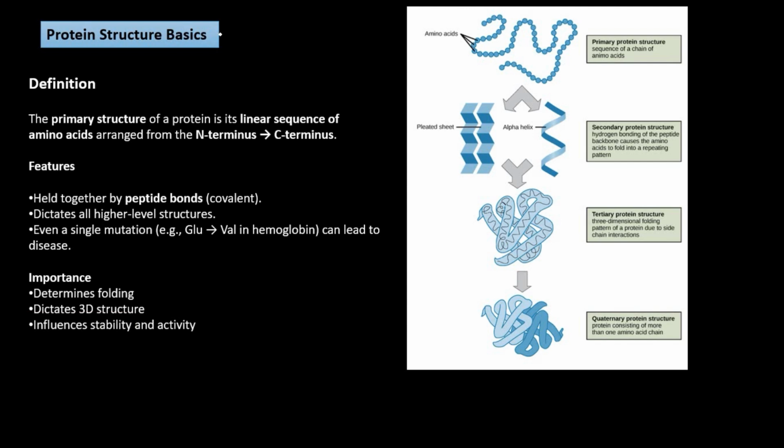So now we understand how we predict the protein structure. For predicting the protein structure, there are two ways. First is the experimental method and second is the computational method.